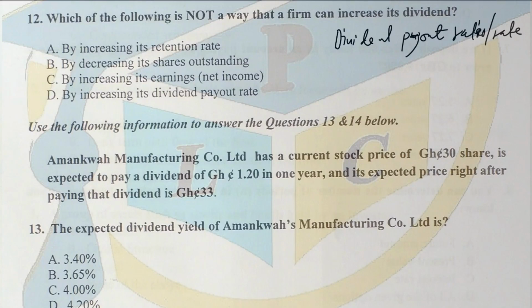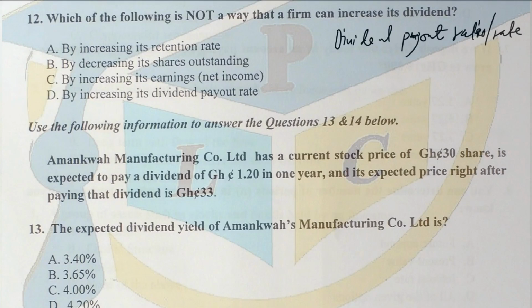The other way of doing so is by increasing our earnings. If we increase our earnings, it means that we earn more profit. Once you earn more profit, shareholders are going to be paid more dividends, and there will be a low retention ratio for the money that we should retain in the business.